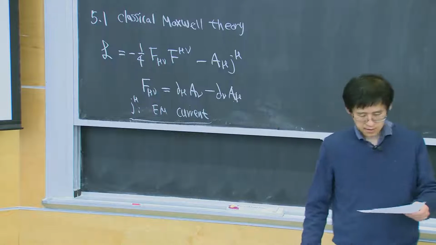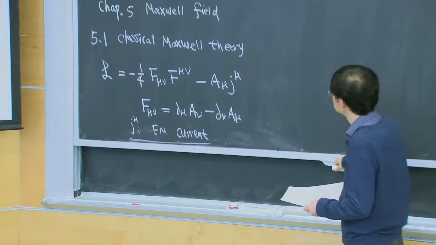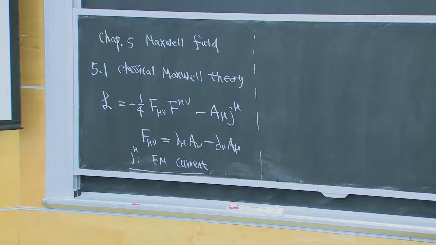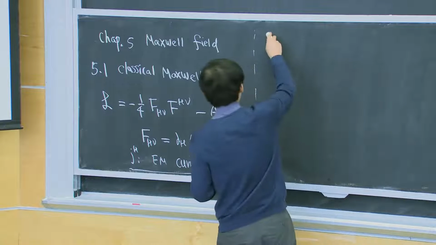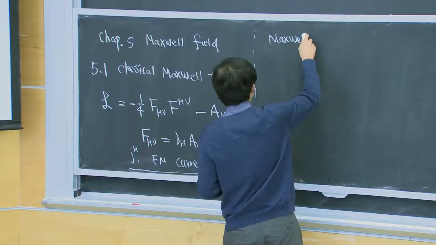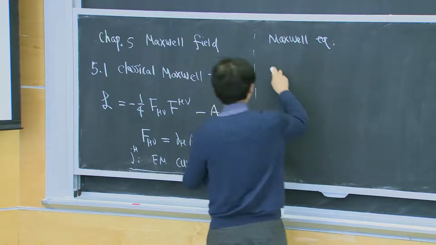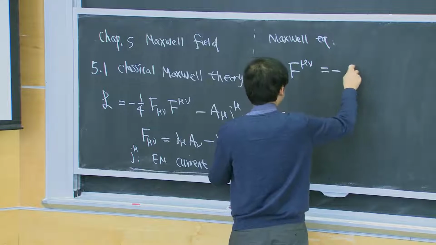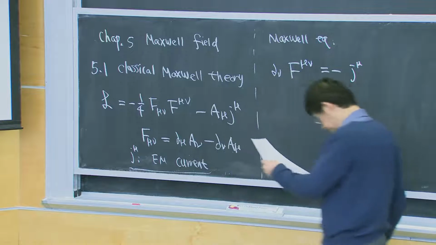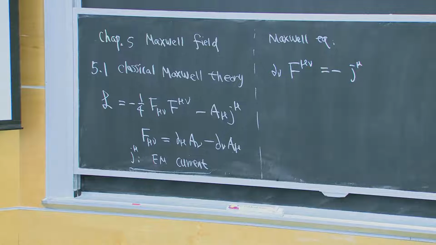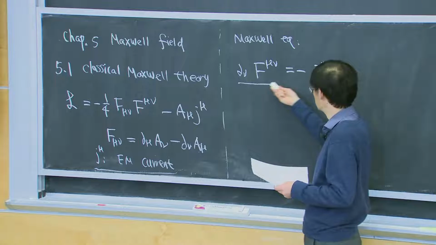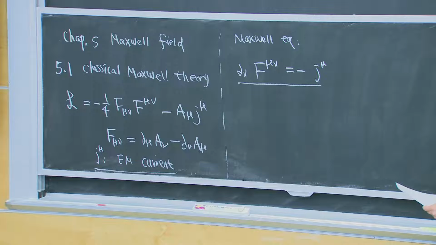Okay, and then from this Lagrangian density you can derive the equation of motion, which is just the Maxwell equation. Okay, so the Maxwell equation is given by partial mu F mu nu equal to minus J nu. So this is the familiar equation which we see from classical electrodynamics.